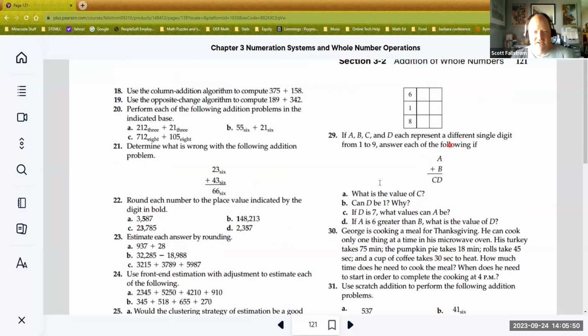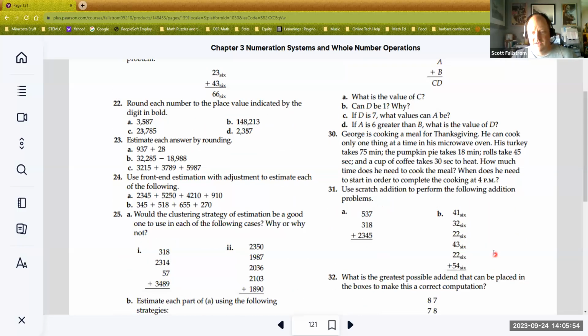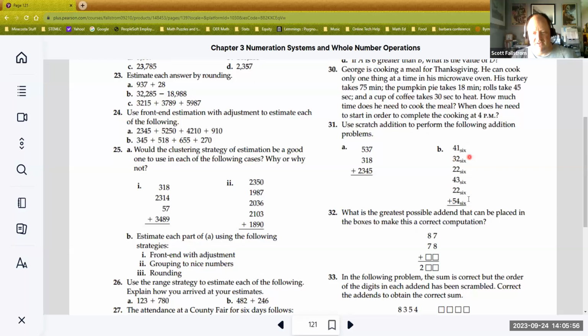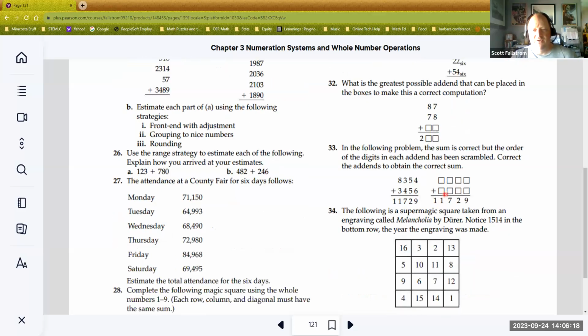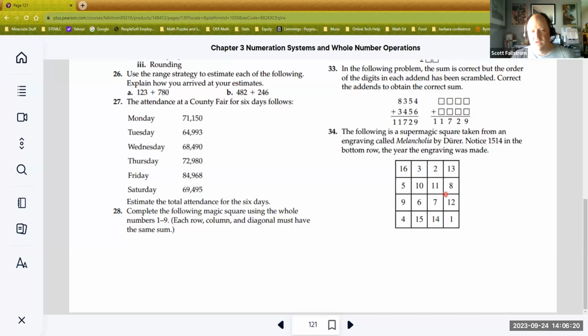Again, here we go. Single digits. Oh, 29. What a question. What a question. Okay, and here's your addition. Now you're doing base 6. What is the greatest possible add-in that can be placed to make the correct computation? So you're going to end with 2 and a blank and a blank. What's the biggest number you could put in here? This is really pushing understanding place value. You go too big, you're going to regroup and have 300 something. Well, we don't want that. So how big could I go with these in order to make it still work out?